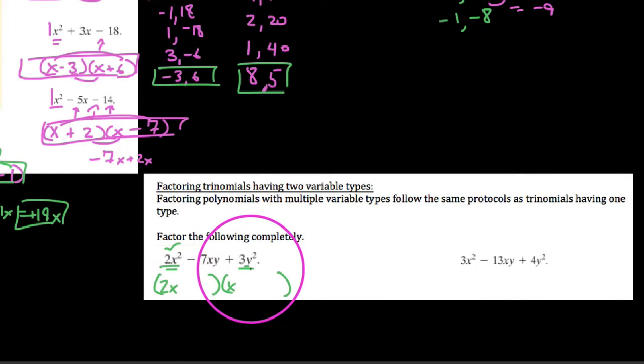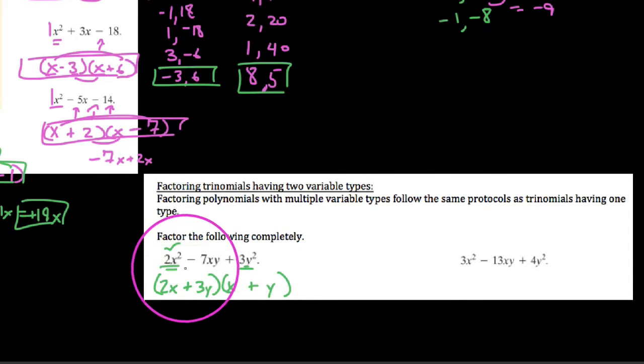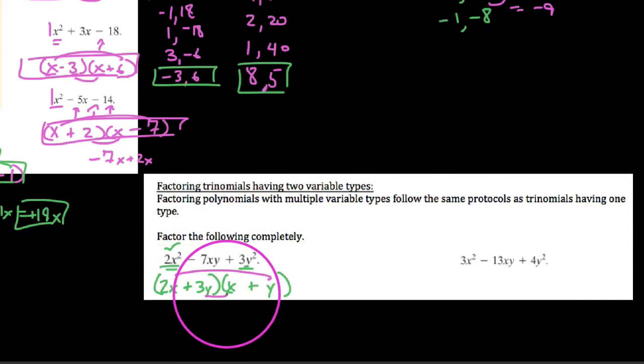What would give me my last term here? I notice I have a positive 3y squared, so it could either be a plus 3y and a plus 1y, or it could be a minus 3y and a minus 1y. Here's all I want to do. I want to check the outer and the inner terms. And what I get here is a positive 2xy and a positive 3xy. And those add up to be a positive 5xy.